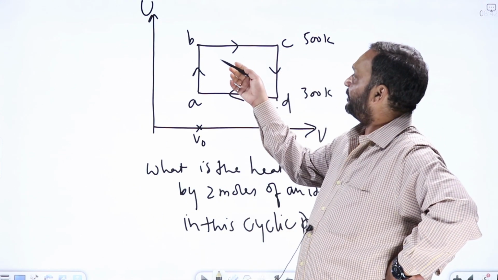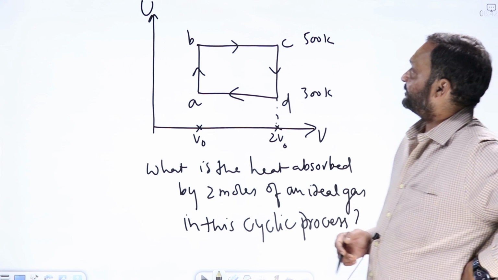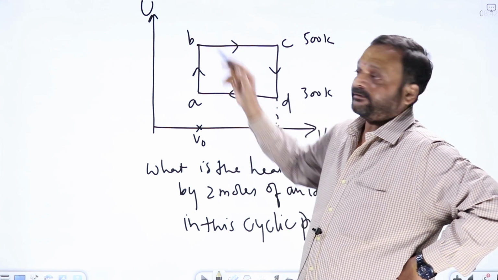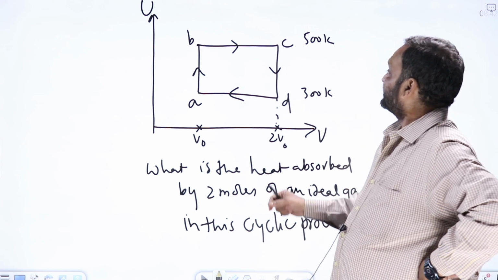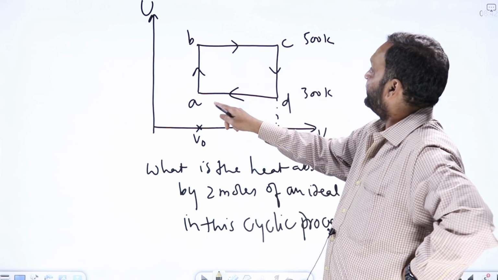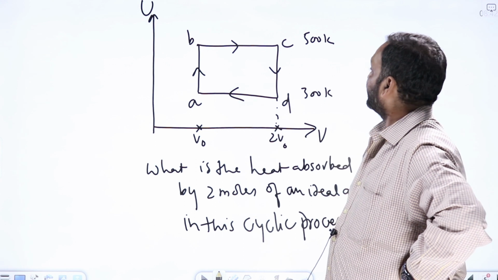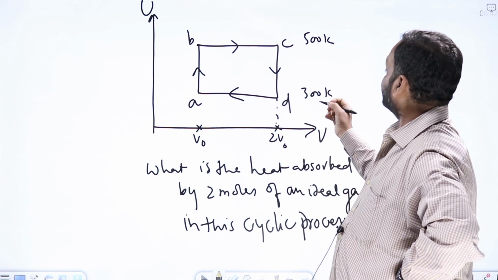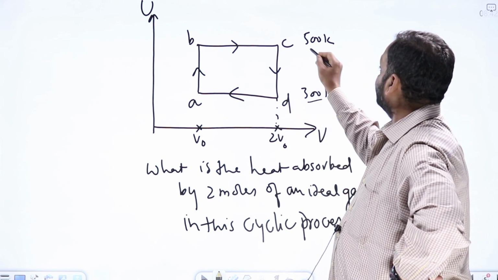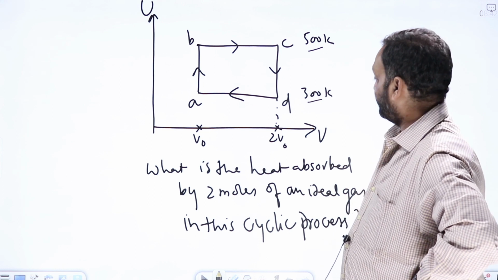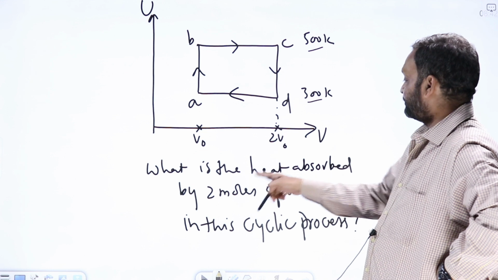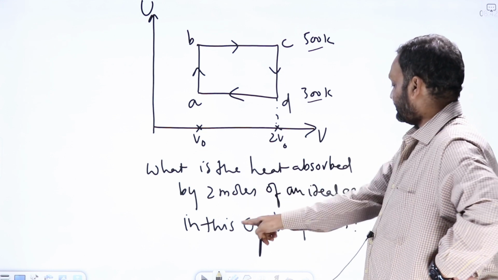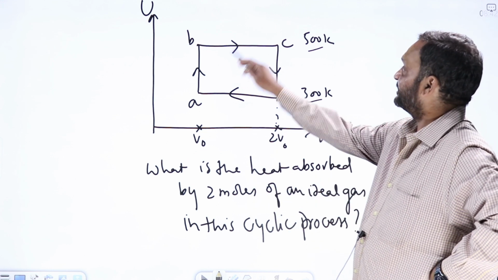Now look at another problem. Here, internal energy U is taken on the y-axis and volume is taken on the x-axis. It is a cyclic process. By looking at it, we can tell A, B, C, D is a cyclic process. Here temperature is given as 300 Kelvin. Here temperature is given as 500 Kelvin. And volumes are V0 and 2V0. What is the heat absorbed by 2 moles of an ideal gas in this cyclic process? This is a cyclic process.